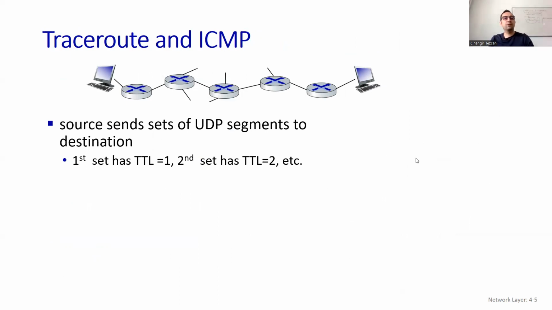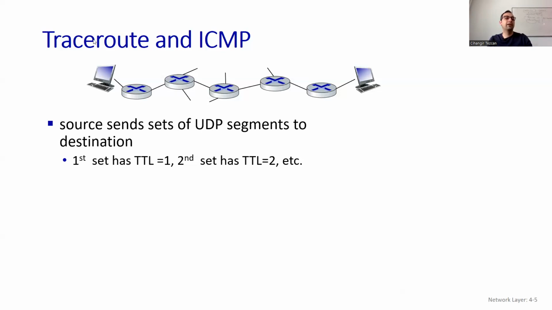So source sends sets of UDP segments to destination. So destination is here, so host is here. But initially, the client actually sets TTL to 1. So it reaches this host. So host reduces it to 0. Now it sends an ICMP packet saying that TTL expired. So by looking at the time I sent it and by looking at the time of the ICMP received, I can actually measure how long it takes. So this is why we had millisecond results on the screen.